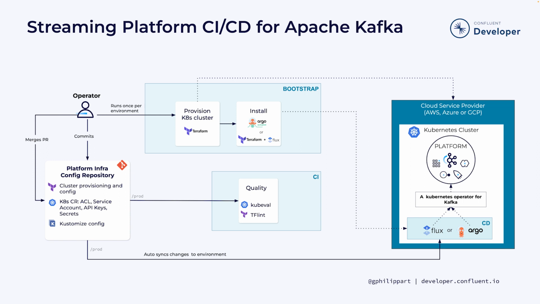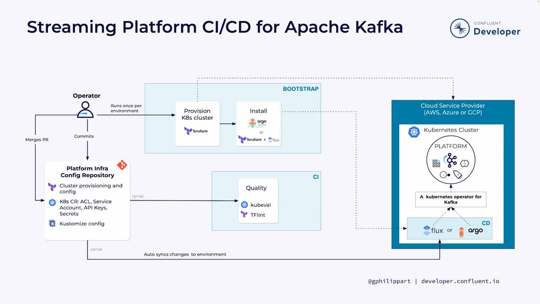Next up, in the bootstrap phase, you must install Argo CD or Flux CD once the cluster has been provisioned. Note that Flux CD can be installed with a dedicated Flux Terraform provider. Once the GitOps agent has been installed in the Kubernetes cluster, you just have to configure it to start tracking the changes in our Git repository.